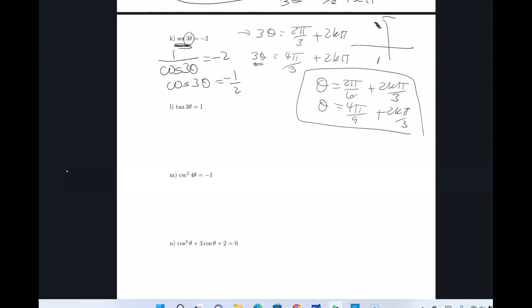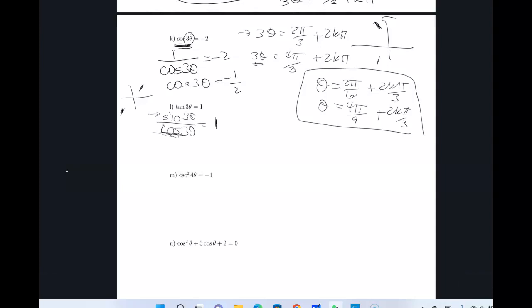Okay, let's think about tangent. I like to think of tangent in sines and cosines. So that's sine of 3 theta over cosine of 3 theta is 1. So that means the x and the y value have to be the same number to get a 1. So what does that mean? I think that means I'm going to have this pi over 4 guy or this pi over 4 guy.